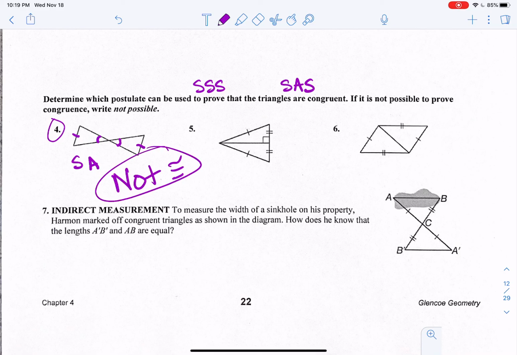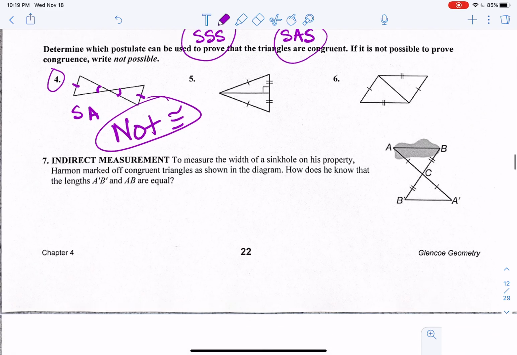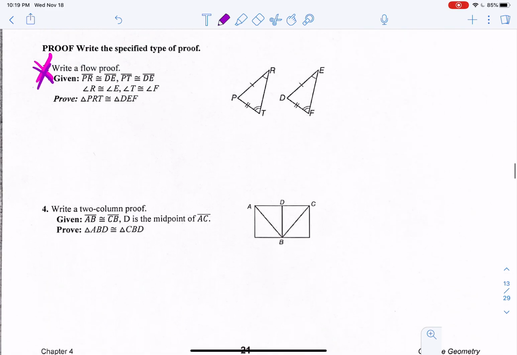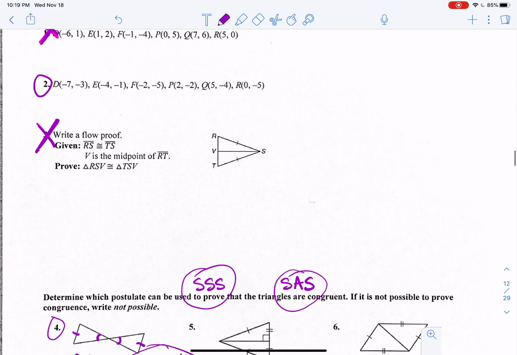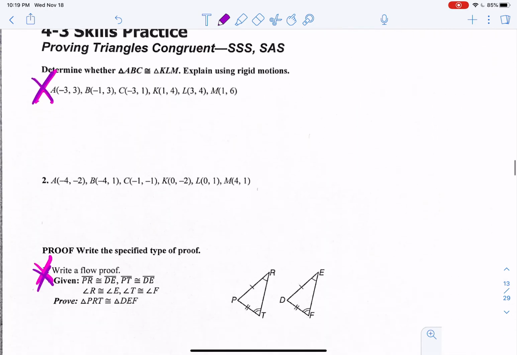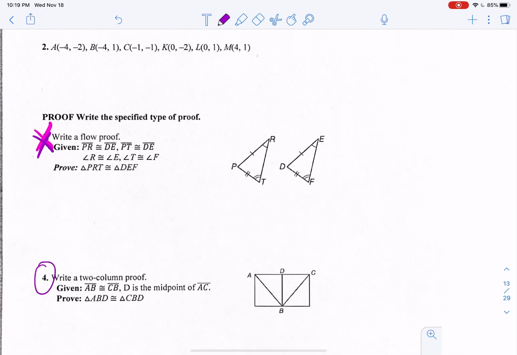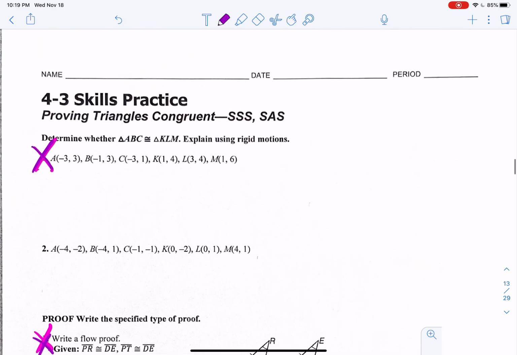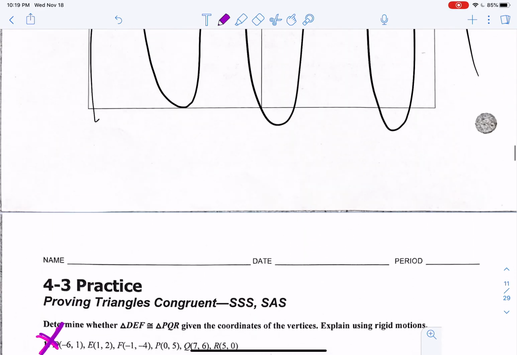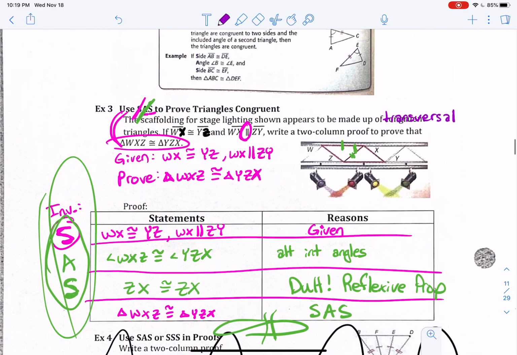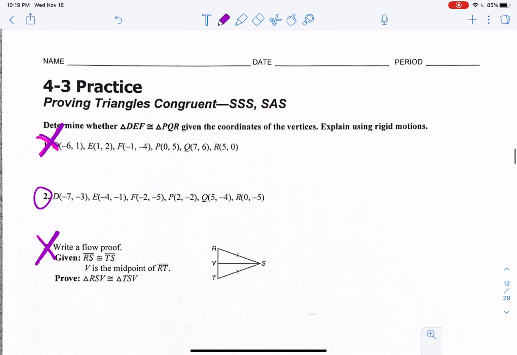Okay, so go through each one of these, 5 and 6, see if they're a yes or a no. If they're a yes, label them with side, side, side, or side, angle, side. Okay, and I think you have 1 proof, just number 4. And he's going to be kind of similar to one of the 2 that we did. So that is what I have for section 4.3. 4.4 is what we'll go through tomorrow, and that should be kind of similar to this section.